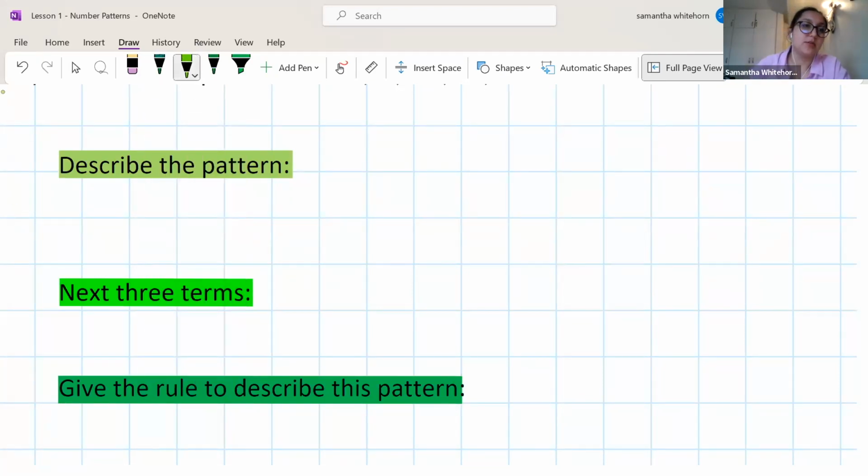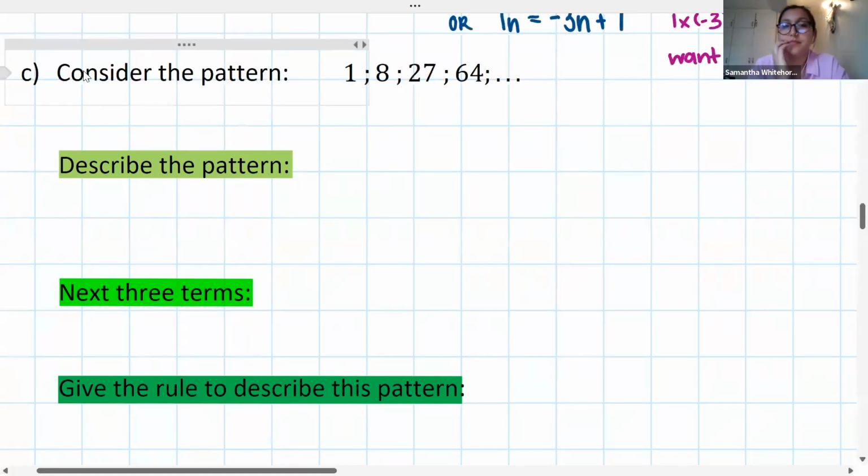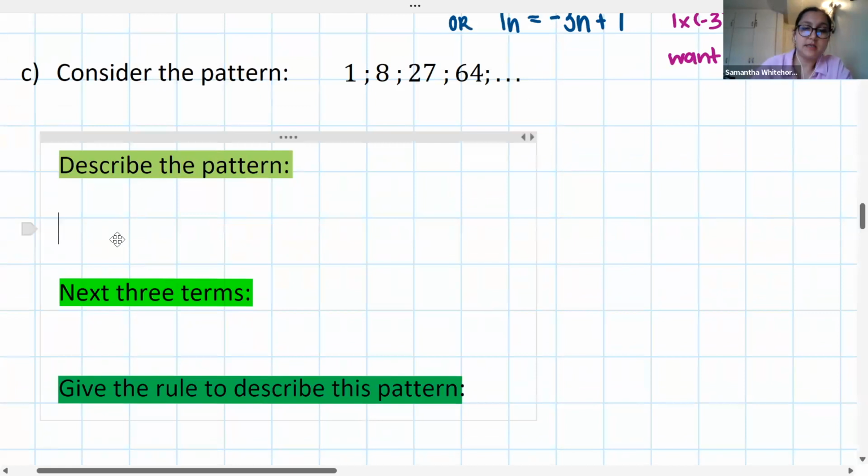Oh, it would help if I showed the pattern here. Right. So there's your pattern, 1, 8, 27, 64. Let's describe it and let's give me the next 3 terms, please.